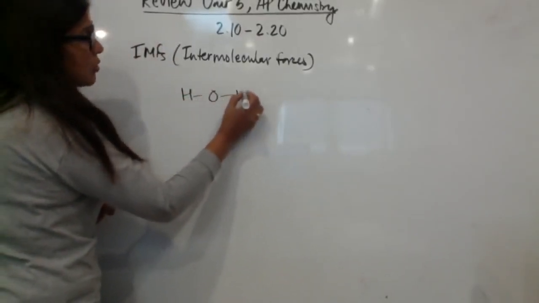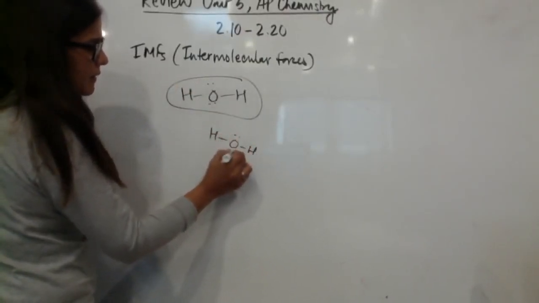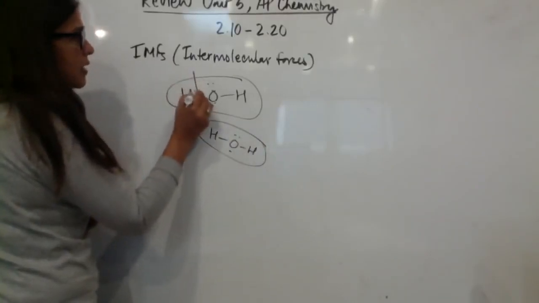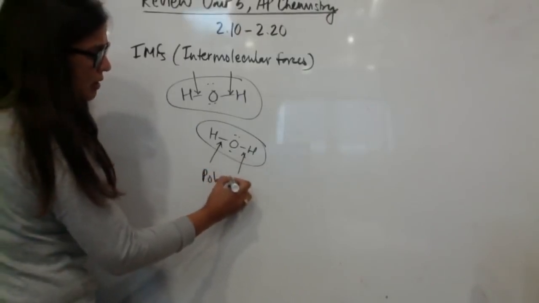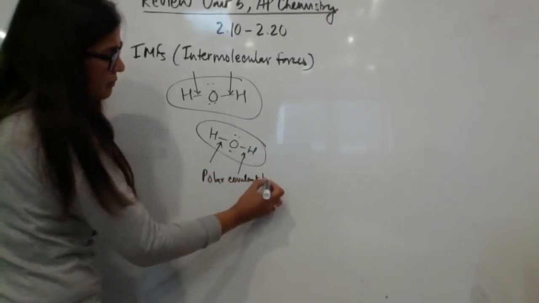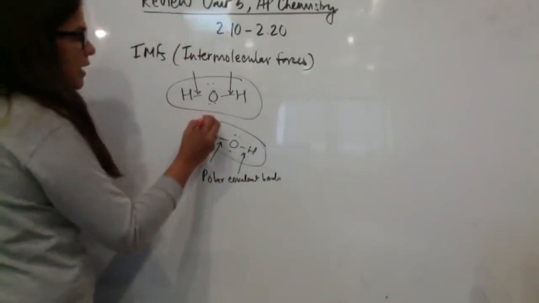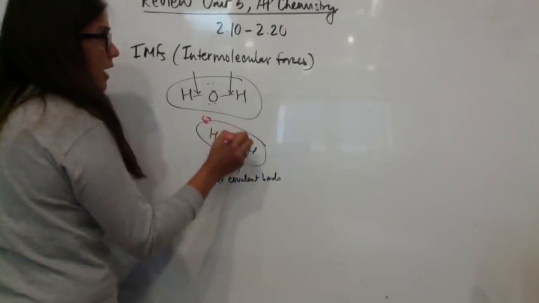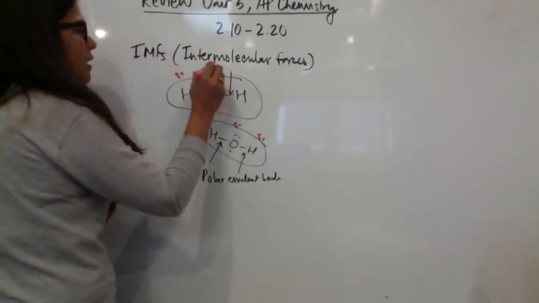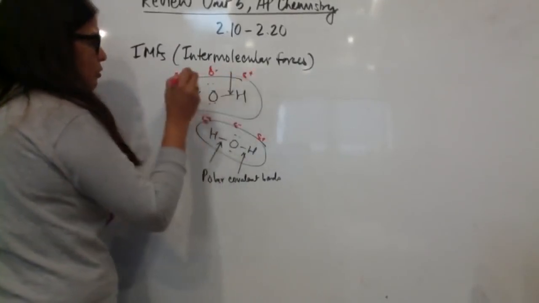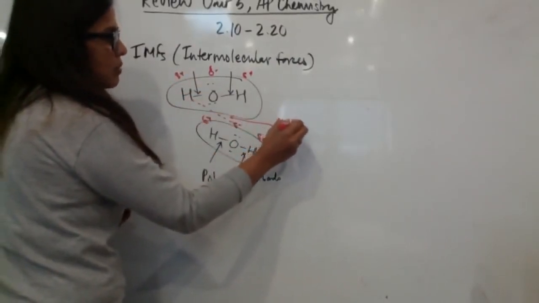So in H2O, right? This is one molecule, this is the other. The black ones are polar covalent bonds. Because of that, the hydrogen acquires a slight positive charge and the O side acquires a slight negative charge. So between the H and the O of another molecule, this is the hydrogen bond, Alan.